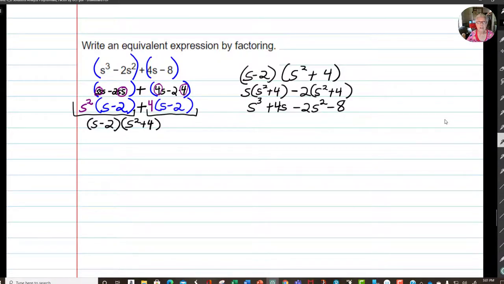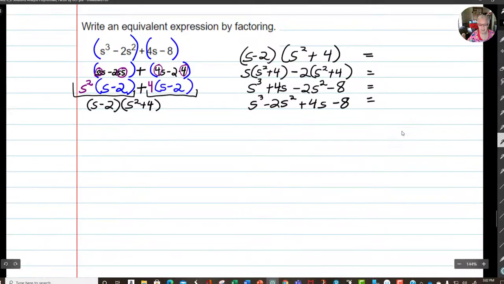So now I'll rearrange these so I write them in descending order. S to the third minus 2S squared plus 4S minus 8. And I'll put my equal signs here. Yes, this is exactly what I started off with. Got it right. We move on.